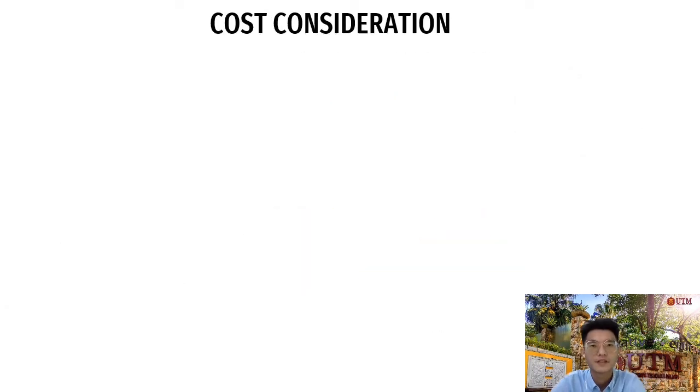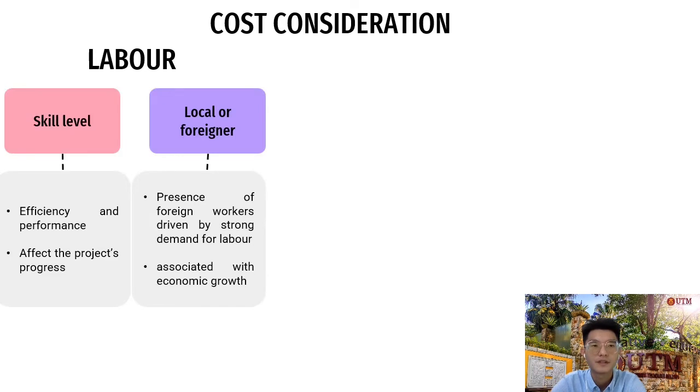For the cost consideration part, the labor consists of skill level and local or foreigner. The skill level involves the efficiency and performance, which will affect the project's progress. The second one is local or foreigners, which is the presence of foreign workers driven by strong demand for labor, which is associated with economic growth.